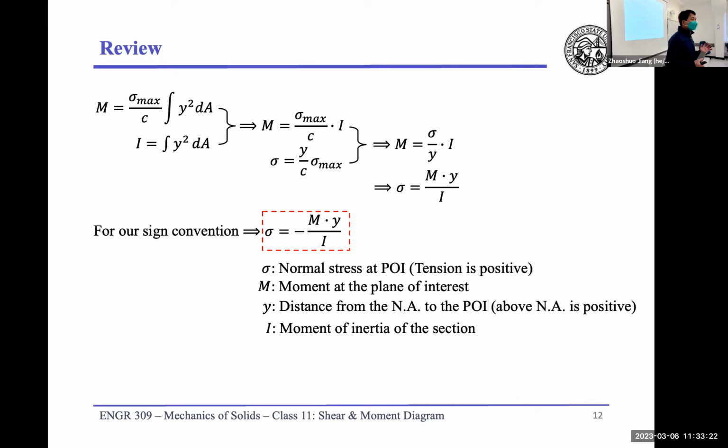Any questions? Very good. Yes. The neutral axis is the axis passing through the centroid. And for a rectangular section, your centroid is in the middle, right? So your neutral axis is passing through your centroid, in the middle of your rectangular section. Great question. Any other questions?